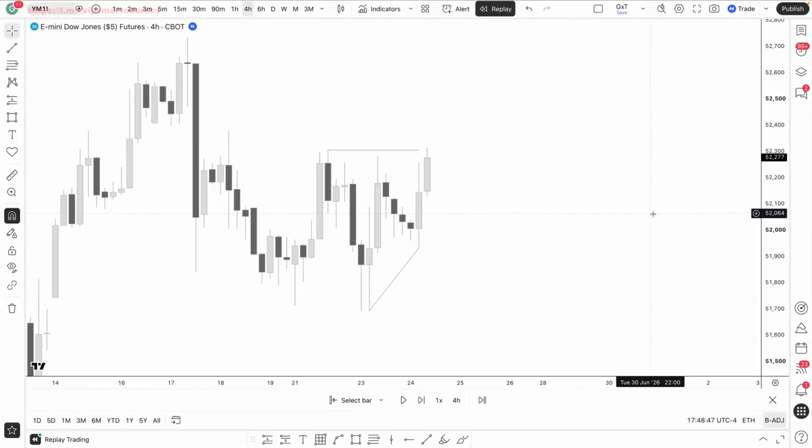Now let's go over the entries within the GXT model. And that is essentially trading swing formations that confirm the high and low of 4-hour candles. And the whole goal is to mechanically align timeframes.